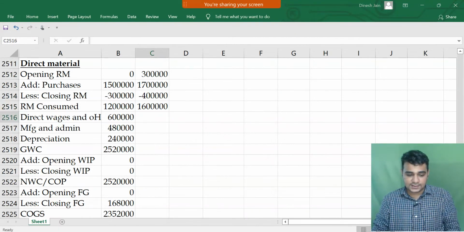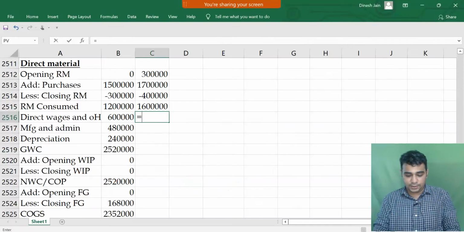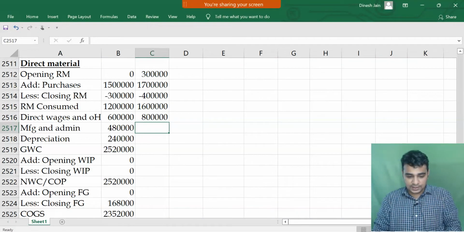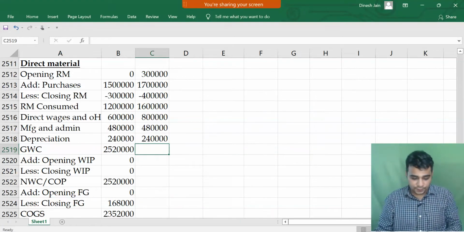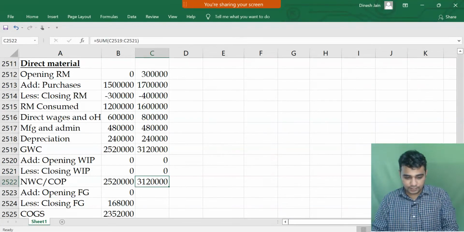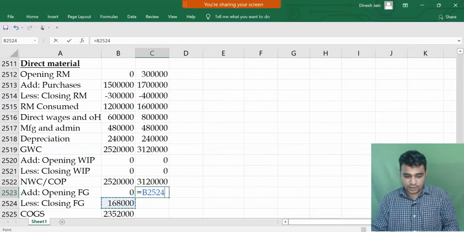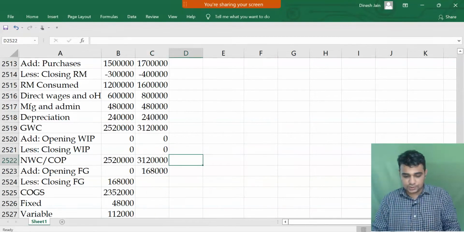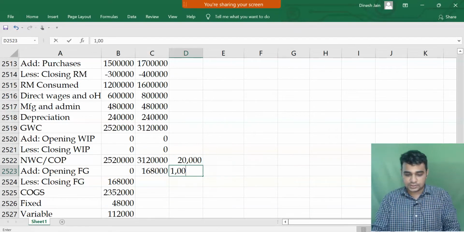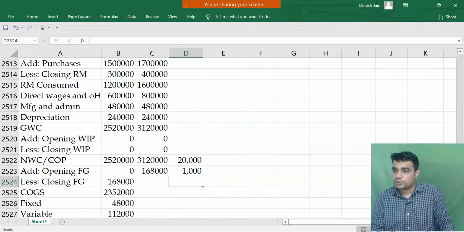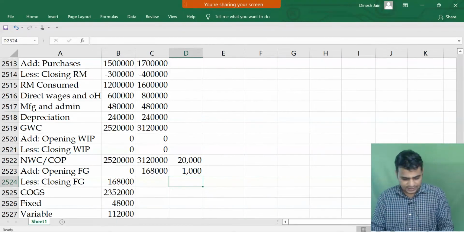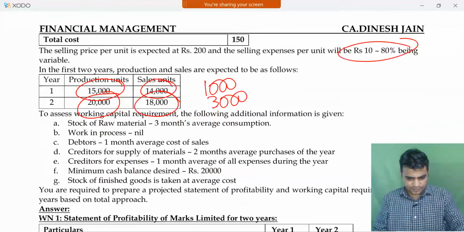Direct wages and variable overhead is 40 per unit. So 40 into 20,000. This is the same, 4,80,000 and 2,40,000. Opening stock is 1,000 units, and production is 20,000 units. Your wish whether you want to follow FIFO method or average cost method. Both methods will give you different answers. Just a minute, the question has given something, I remember.